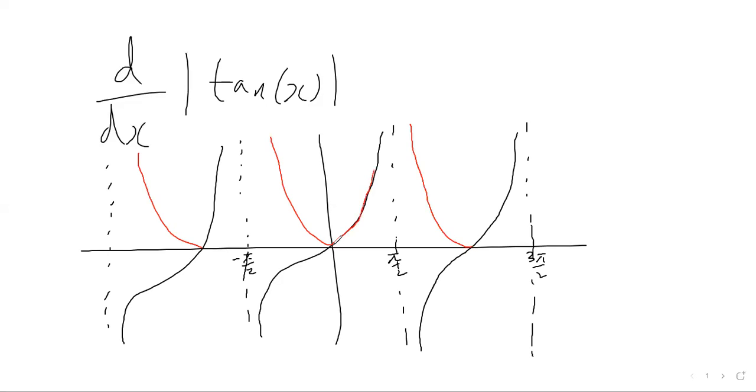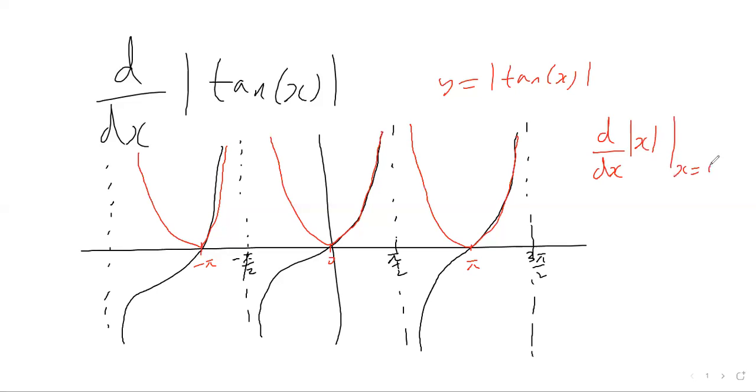Something like this, with these pointy bits at these multiples of pi. So our red sketch is going to be this graph, y equals modulus of tan x. And as we can see, we get these pointy bits at minus pi, 0, pi, 2 pi, and so on. So these are multiples of pi. We know that you can't differentiate the absolute value of x with respect to x when x equals 0. This is undefined.